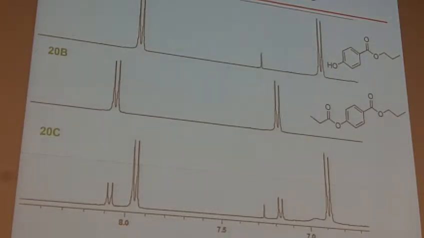All right. So any questions in terms of how to figure that out? This will be useful when you look through your product mixtures and try to figure out how much of what you have in there.